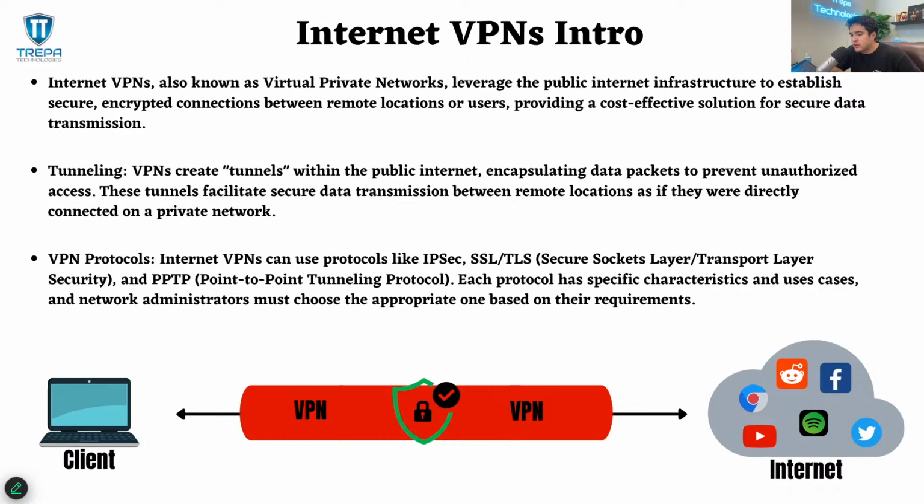So these VPNs create tunnels within the public internet, encapsulating data packets to prevent unauthorized access. These tunnels facilitate secure data transmission between remote locations as if they were directly connected on a private network. We have a bunch of different VPN protocols. We have IPsec, which is typically used in a site-to-site VPN. Then we have SSL/TLS, which was used a lot for remote access VPNs.